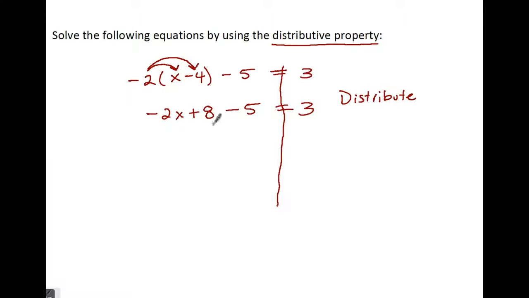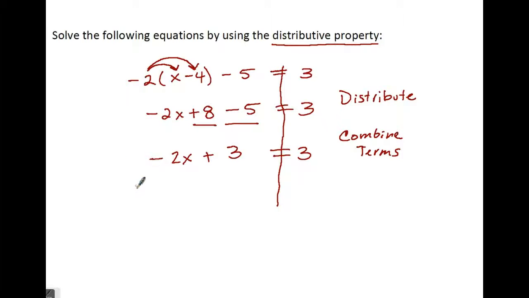Alright, so that was our first step, distribute. Now we have a positive 8 and a negative 5, which means we can combine like terms. Negative 2x we bring down, and 8 minus 5 gives us a positive 3, and that's going to equal 3.